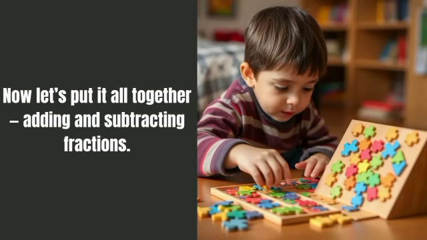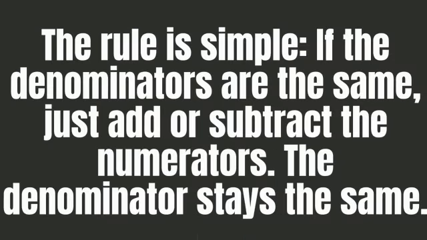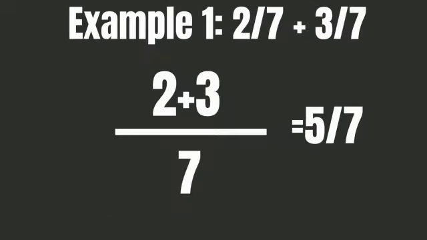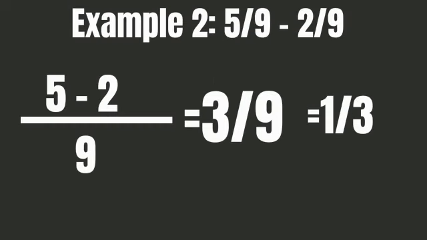Now let's put it all together, adding and subtracting fractions. The rule is simple. If the denominators are the same, just add or subtract the numerators. The denominator stays the same. Example 1. 2 over 7 plus 3 over 7 equals 5 over 7.